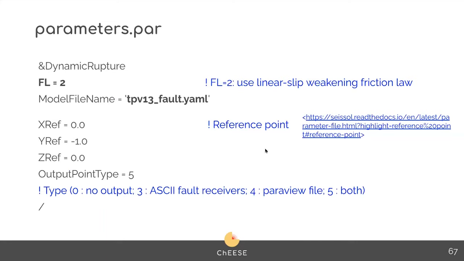And another difference is that we use a friction law in this dynamic rupture. So now we choose linear slip weakening friction, which is FL2. And we also need to assign the parameters related to the friction in another YAML file called fault.yaml.